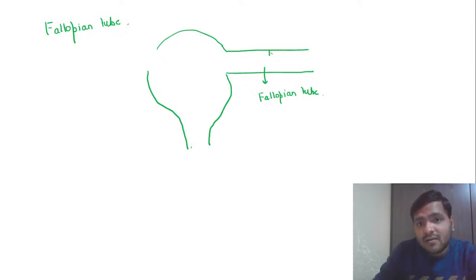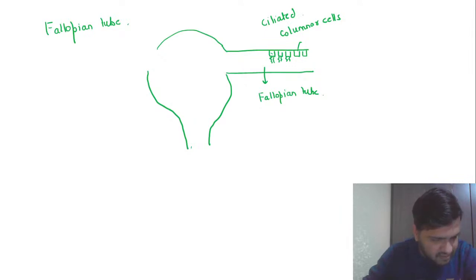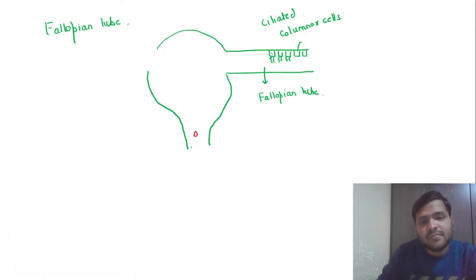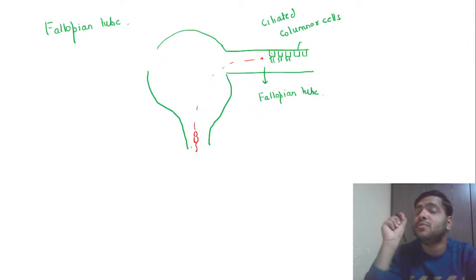I will tell you that this fallopian tube contains cells which are called columnar cells, and these contain cilia. So I can simply say they contain ciliated columnar cells. Now what happens? The sperm comes, and this is the part. Yes, Kishan, very good. Kasim, very good. Harkesh, Tanya, very good. It is the ampulla.